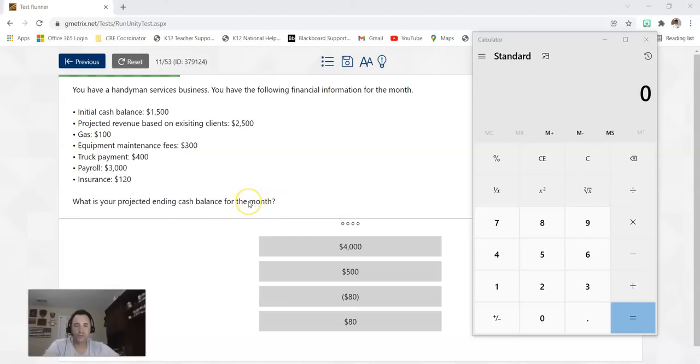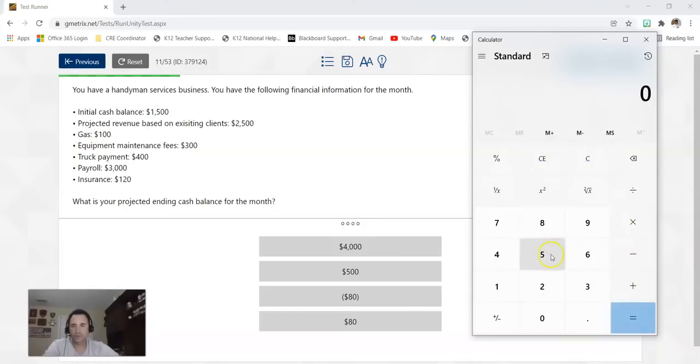So this is a two-part question. First, we must add up our initial cash balance of $1,500 and add that to our projected revenue, which is $2,500, which will give us $4,000. And now we must subtract our expenses. So equipment maintenance fees, we're going to subtract $300, and we're going to subtract $400 for truck payment, and then we are going to subtract $3,000 for payroll, and we're going to subtract $120 for insurance.